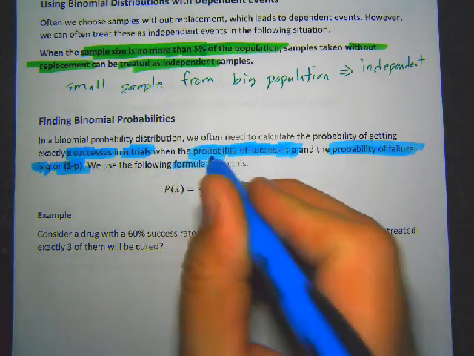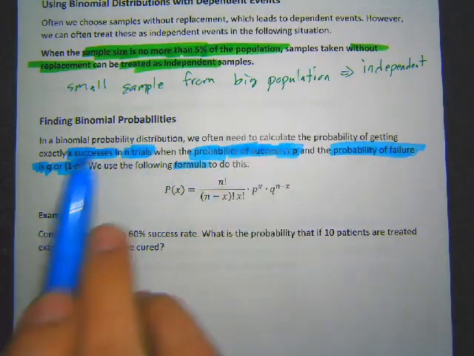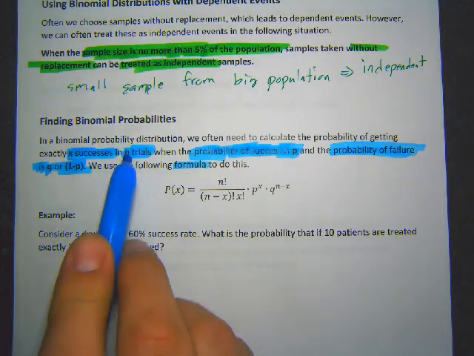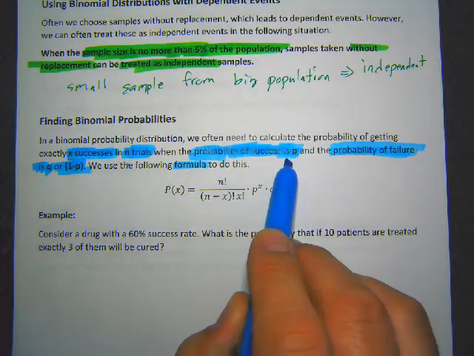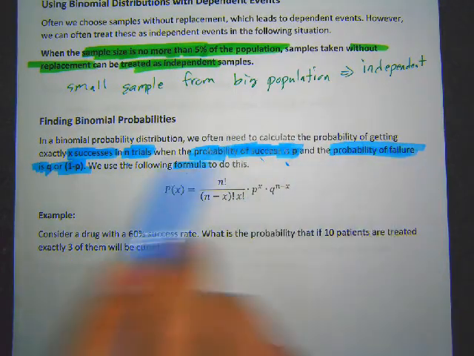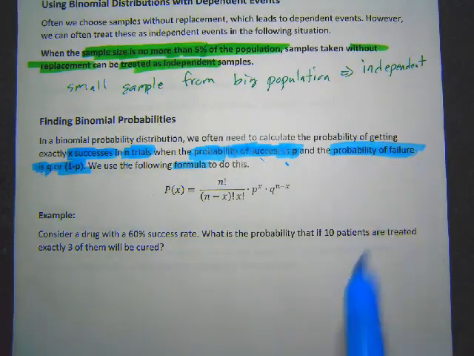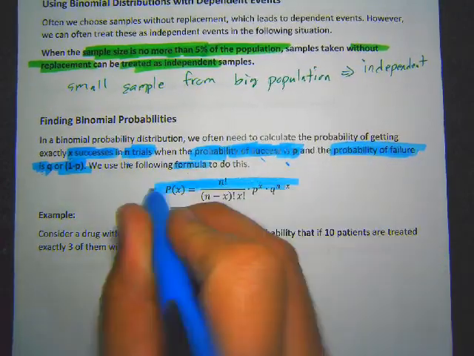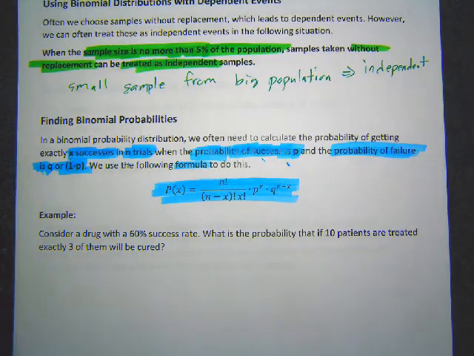So this is our formula for finding the probability. If you have X successes, N trials, P is your probability of success, and Q, or 1 minus P, is your probability of failure. And that's our formula right here. So we'll do this with this problem down here so you can see how it works.